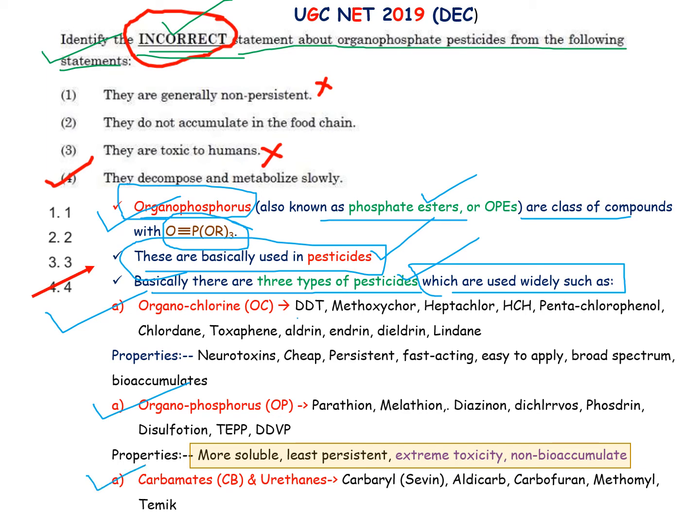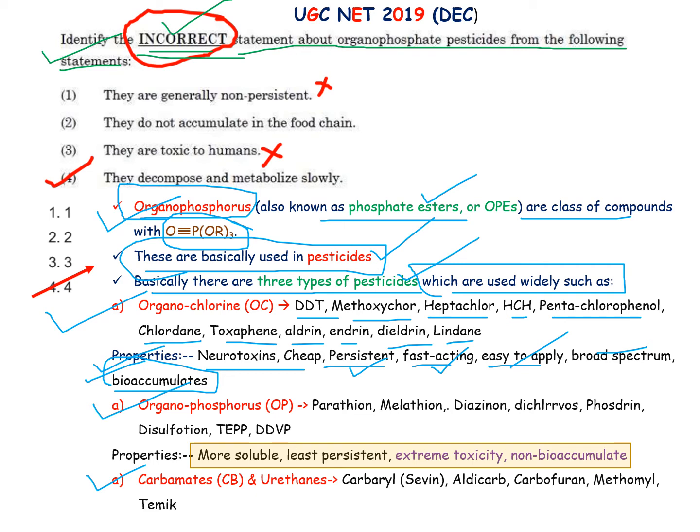Organochlorines include DDT, methoxychlor, heptachlor, BHC, pentachlorophenol, chlordane, toxaphene, aldrin, endrin, dieldrin, lindane. These kinds of organochlorine pesticides are used in our agriculture field. The properties are: highly neurotoxic, cheaply available, persistent and fast acting, easy to apply, broad spectrum, and they bioaccumulate.